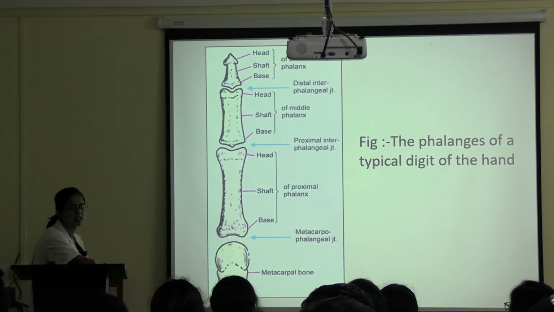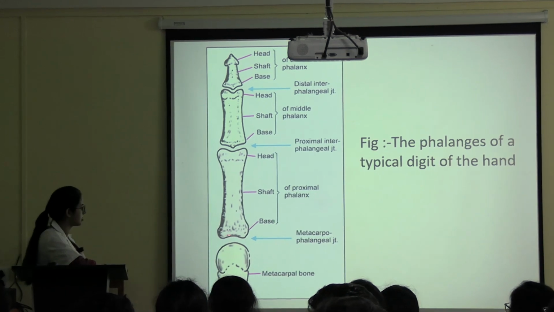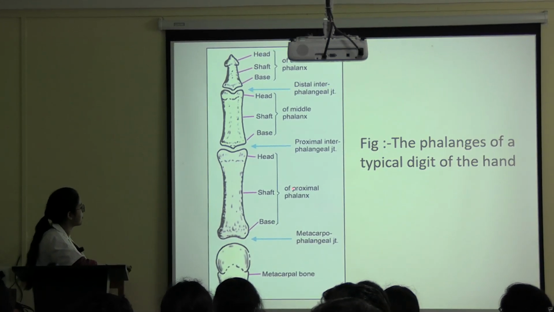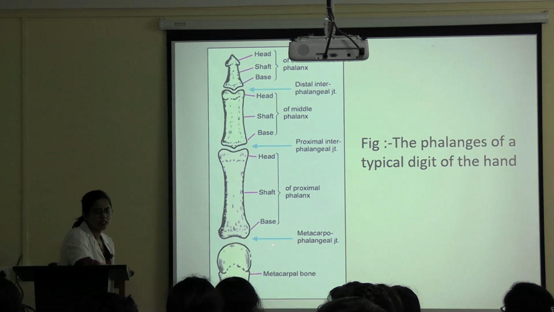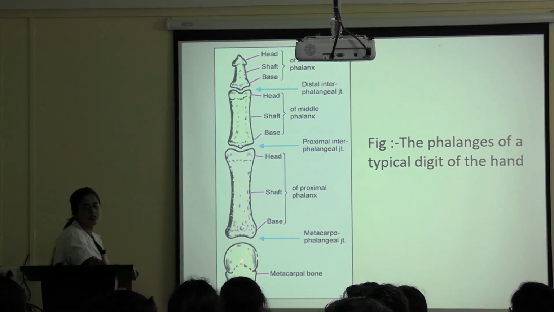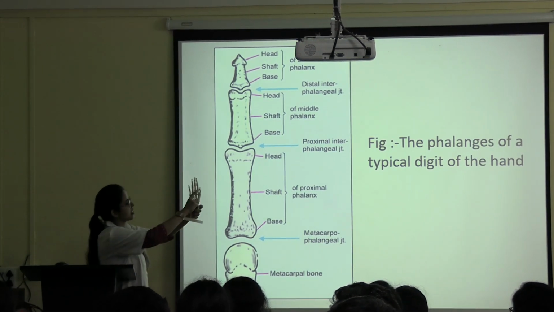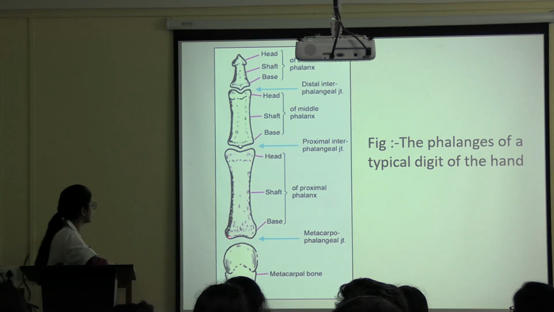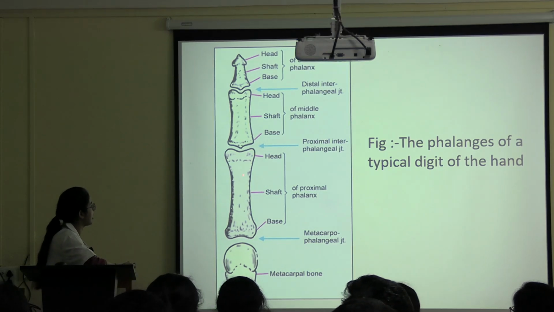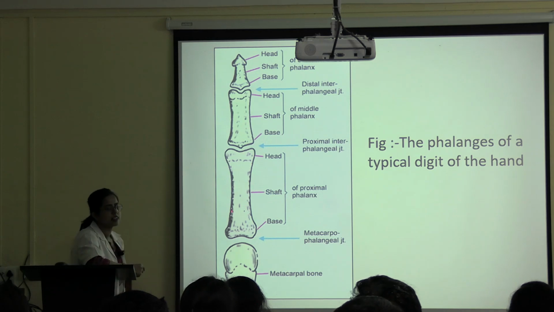Concave or convex? Concave. Okay, so this proximal phalanx in its base has a concave articular surface for articulating with. You can see it is articulating with the metacarpal bone. And the head of the proximal phalanx is in the shape of a pulley.